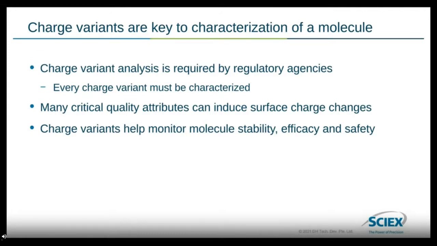So why is charge variant analysis something that is important for the pharmaceutical industry? Well, regulatory agencies require analysis of the charge variants, and they say that everything must be characterized. But this is not the only reason why we need to characterize these things. Some of the critical quality attributes, or CQAs, can induce surface charge changes to the molecules, and this can then affect stability, efficacy, and safety to the patients that we're trying to help with these drugs.